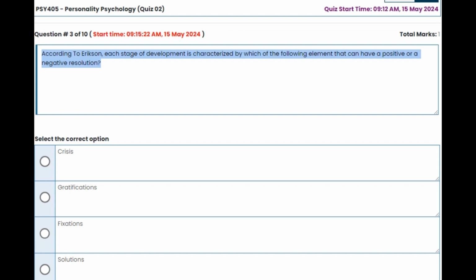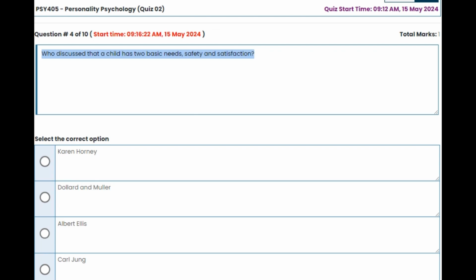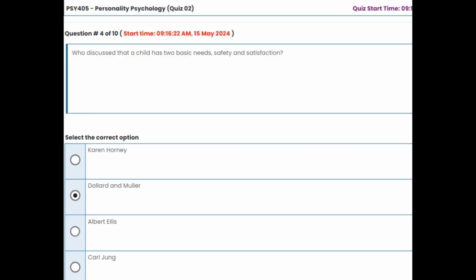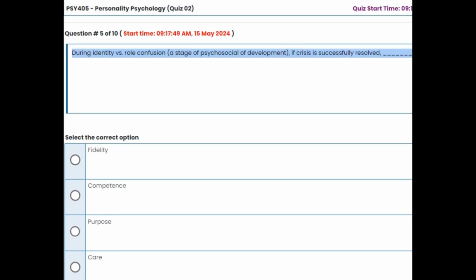According to Erickson, each stage of development is characterized by which of the following element that can have a positive or a negative resolution? Crisis. Who discussed that a child has two basic needs, safety and satisfaction? Dollard and Miller. During identity versus role confusion, if crisis is successfully resolved, develops fidelity.